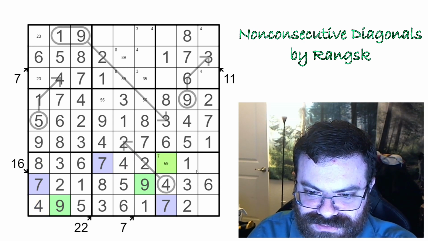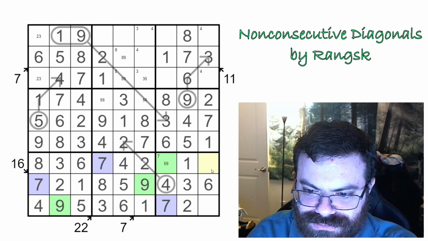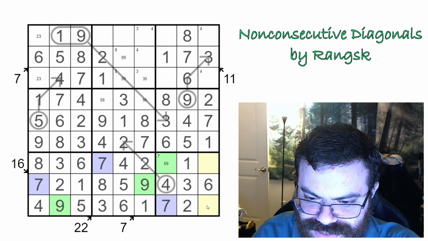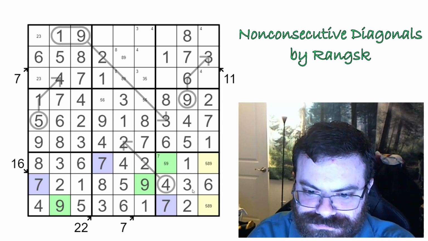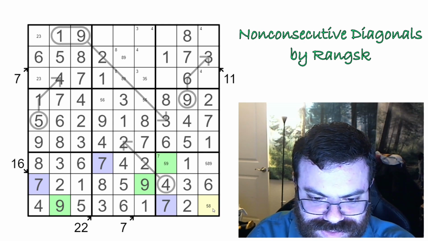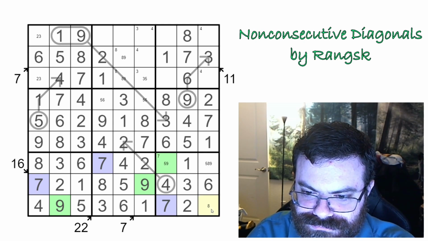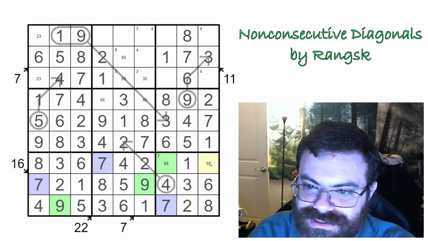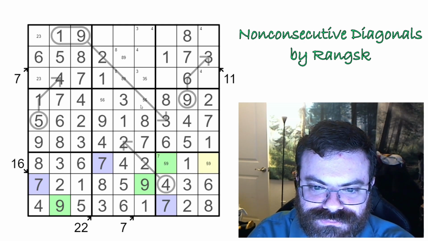Here we already have a 7 placed. These 2 can be, looks like 5, 8, or 9. This can't be 9. Oh, this row's done. So this is 8. That leaves 5, 9 pair here, which will get resolved later.